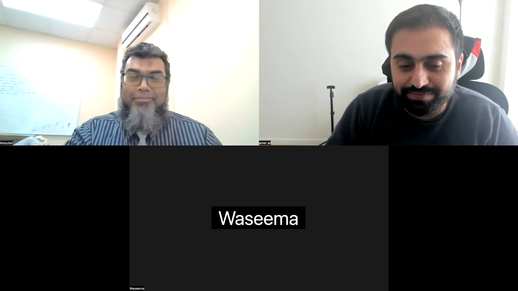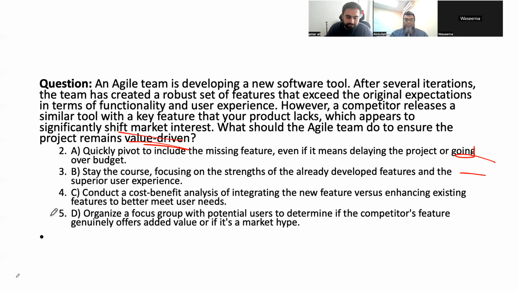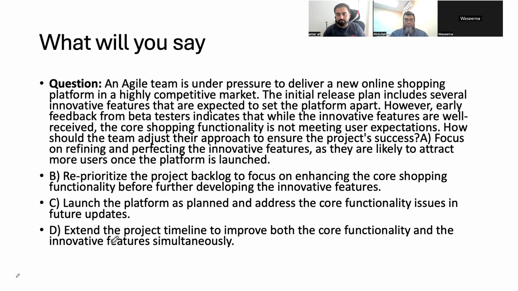Make sense, Vasima? Yes, yes. Okay. So D was the answer, competitive. D would be the answer. Okay. Okay, Abdullah, next question, please.